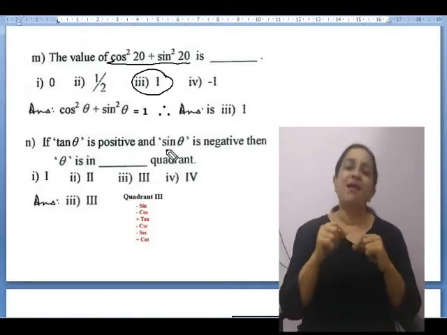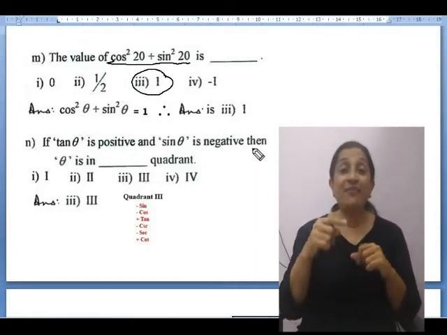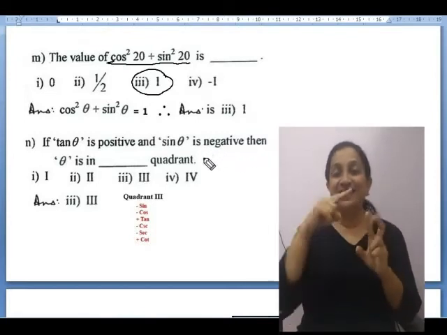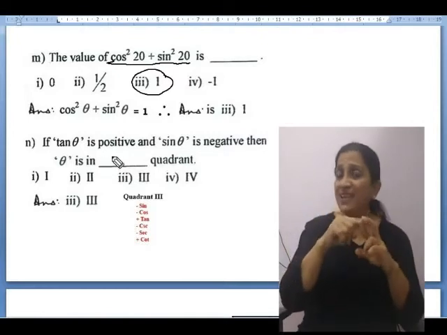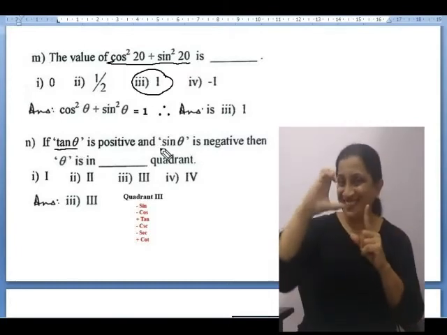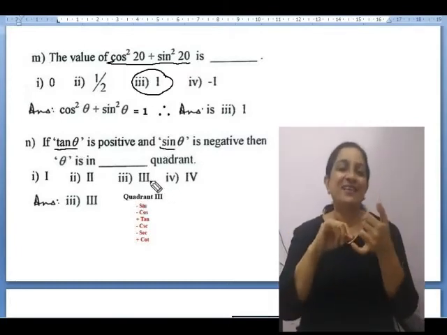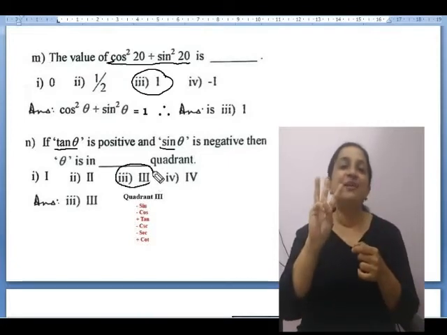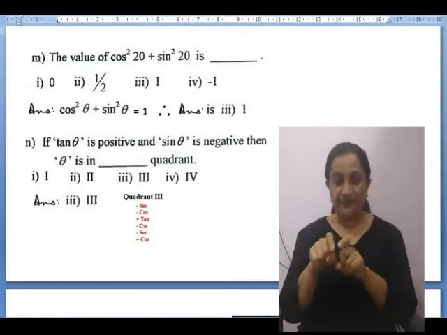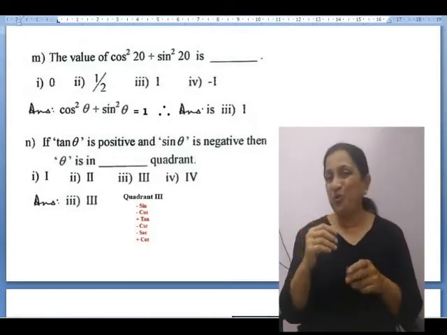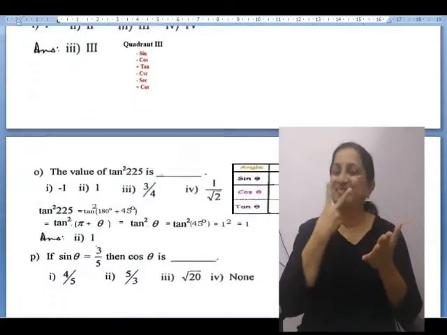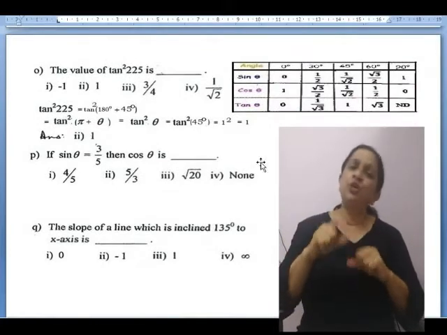Tan theta is positive and sin theta is negative. Then which quadrant is it? The All Sin Tan Cos rule, we have told. First quadrant all, second quadrant sin, third it is tan, right? In the third, tan is positive, and sine is obviously negative there. So the quadrant is third. Unless you practice these sums and go through my video 3 or 4 times, you will not be able to get good marks.